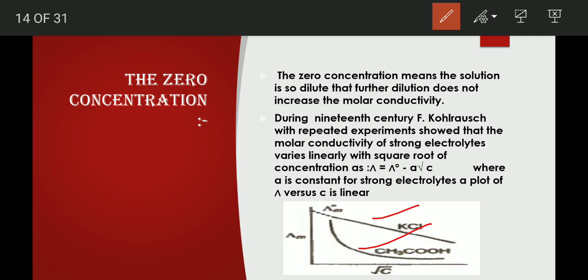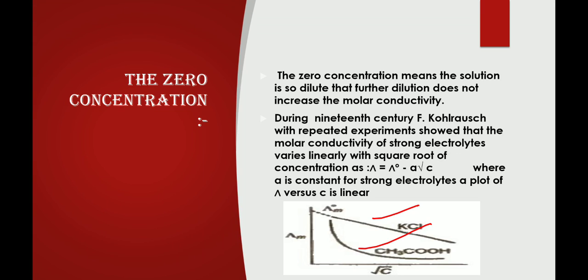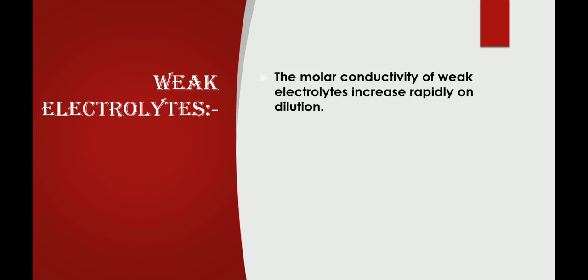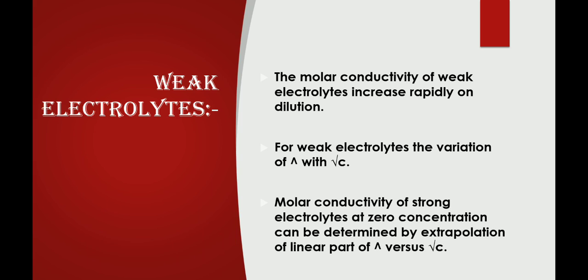So KCl is the strong electrolyte and CH3COOH is what? Weak electrolyte. The molar conductivity of a weak electrolyte increases rapidly on dilution. For a weak electrolyte, this is the variation of capital lambda with root C. Molar conductivity of a strong electrolyte at zero concentration can be determined by extrapolation of the linear part of the lambda versus root C plot.